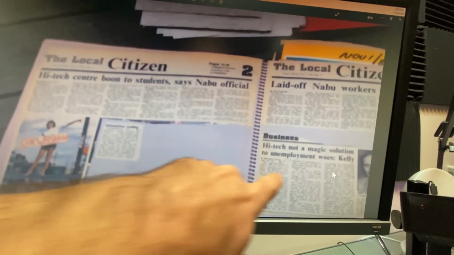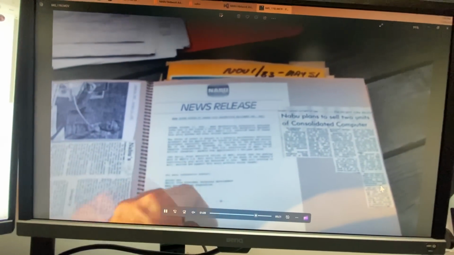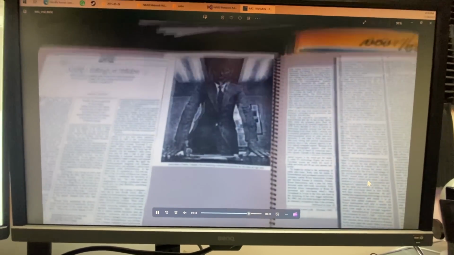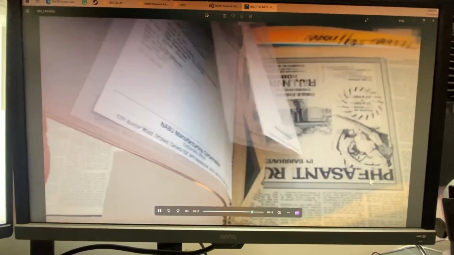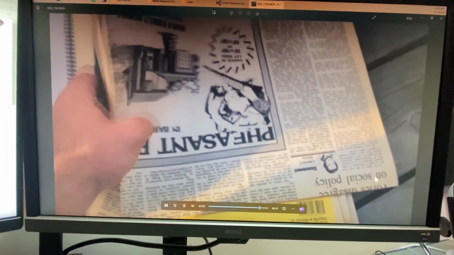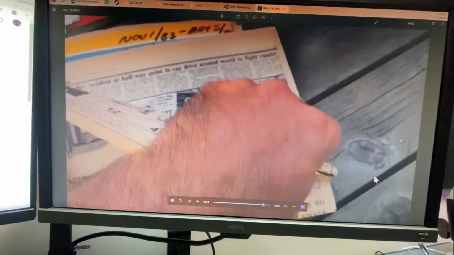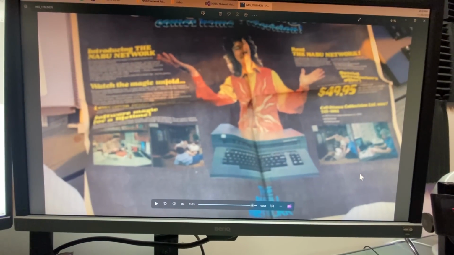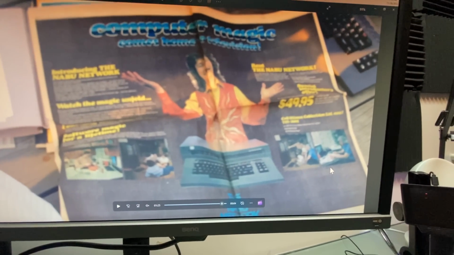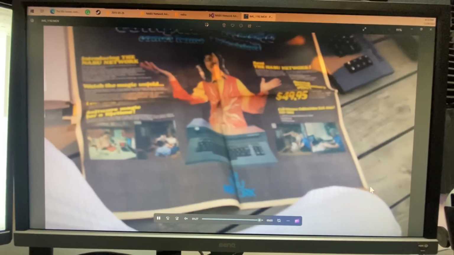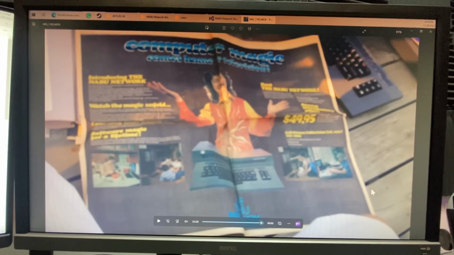So the reference to not a magic solution, you'll see that a lot in their marketing, is because they had this magician. I don't know the guy's name, but he was in all of the advertisements and stuff. So it was always kind of neat. Oh, look at this big fold down. Oh, here we go. Oh, this is going to be a good one. There's the magician. Speak of the devil. Look at that, $49. Cool. Isn't that wild?